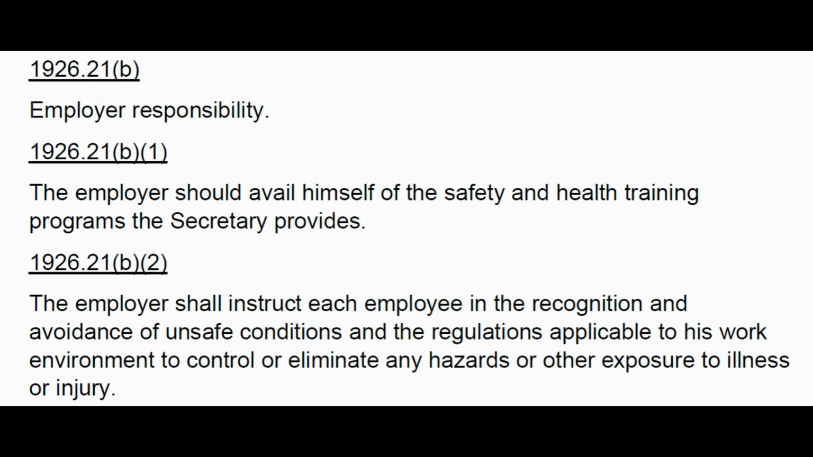1926.21(b)(2). The employer shall instruct each employee in the recognition and avoidance of unsafe conditions and the regulations applicable to his work environment to control or eliminate any hazards or other exposure to illness or injury. All hazards. Again, just remember all hazards. We can break down each and every regulation and go, well, is this a hazard or is it not? In the end, can it hurt our people? That is the rule of thumb. Can it hurt our people?